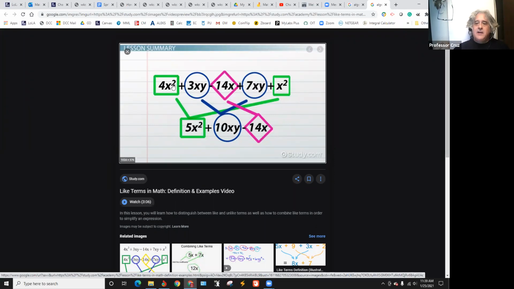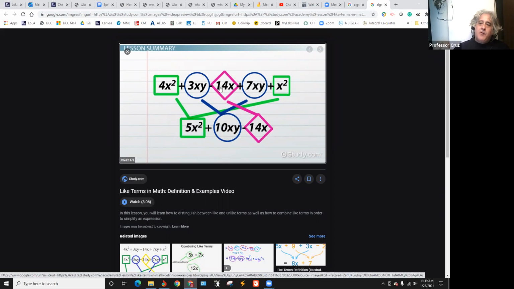But anything that has an x squared is alike. So all of these ones in the green are alike. To combine like terms, we just add up the 4, the 5, and this is an implied 1, so that would be 10x squared. The blue ones are the xy's, and these are all positive, so 3 and 7 is 10, 10 plus 10 is 20xy.